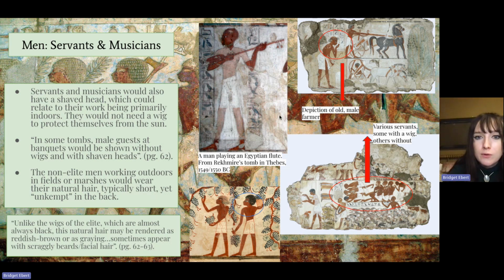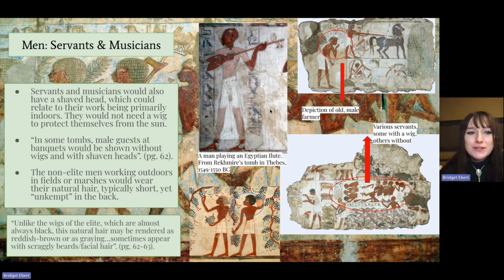Directly above, there's a man playing a flute. He also has a shaven head, but you can see some lines on the side. I can't really tell if it's highlights or a little bit of hair growing through. And then right above me is this depiction of an old male farmer. And below, there are various servants, some with a wig, others without. So they have the bald head, the shaved head, the natural hair, or the gray hair.